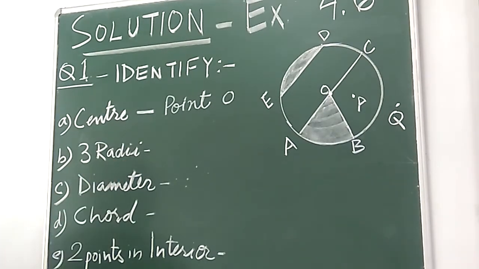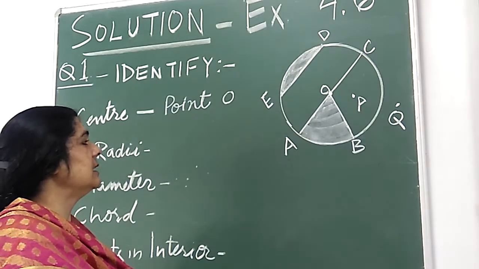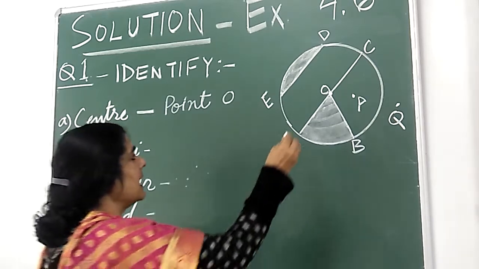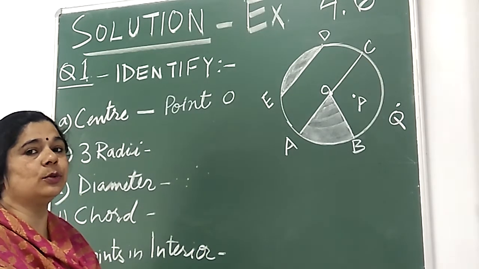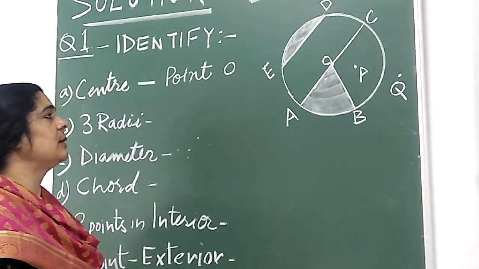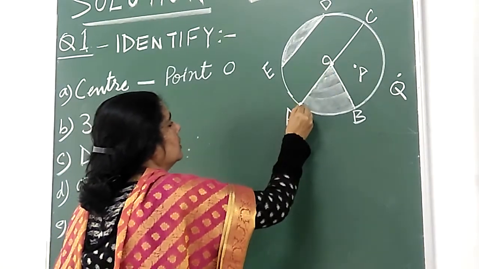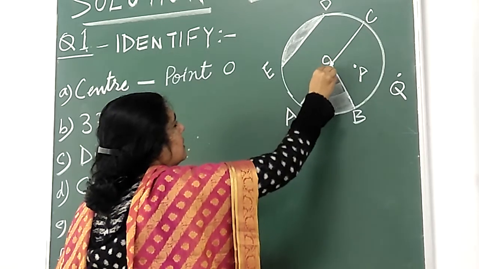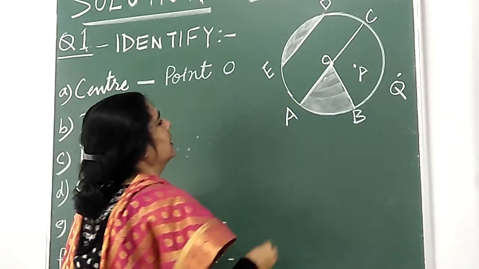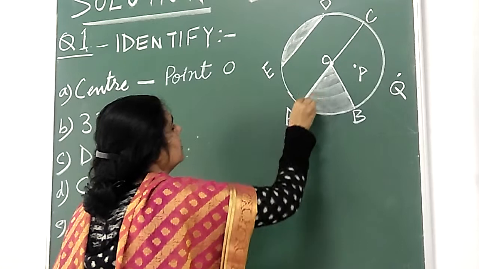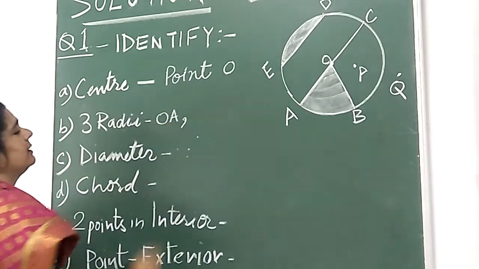Now 3 radii. Children, I have told you about radius. Radius is a line segment that connects center to a point on the circle. So this is center. This is a point on the circle, point A. And this line segment, it is connecting it. So, 1 radius is OA.